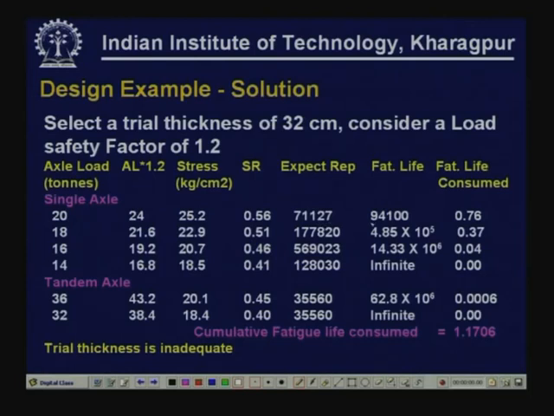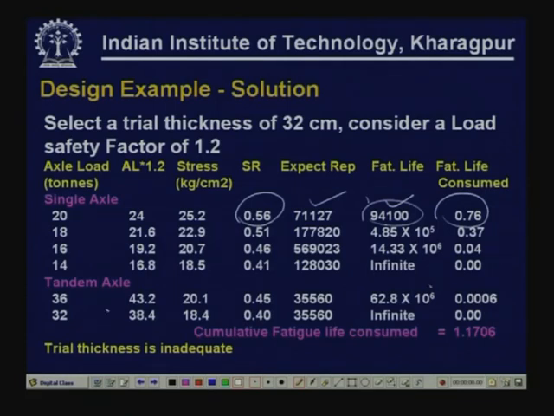The fatigue life is obtained using this stress ratio, by substituting this in the fatigue equations that we have discussed earlier, as given here. So, this is the total fatigue life consumed, because this is the life and this is the expected repetitions. This ratio multiplied by 100 directly gives you the fatigue life that is consumed. Similarly, the fatigue life consumed is worked out for all the other load groups.